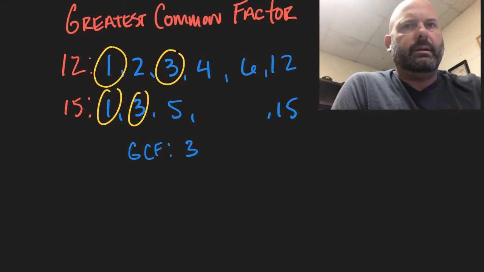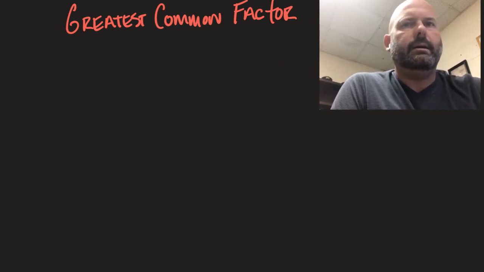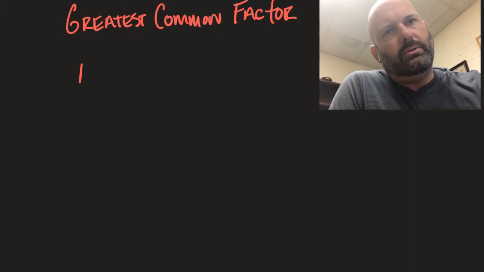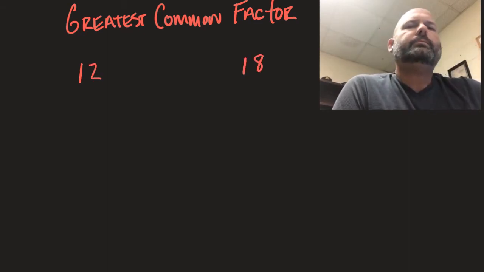give me a second here, I'm going to erase this. Another way to do this would be to use what we call a factor tree. Okay? I like this method better, just because it's a little bit more efficient, a little quicker. So let's choose two other numbers, 12 and let's choose 18.